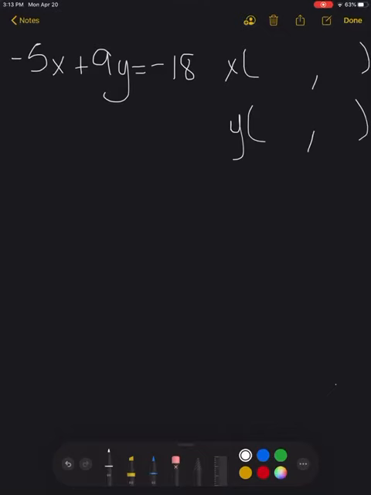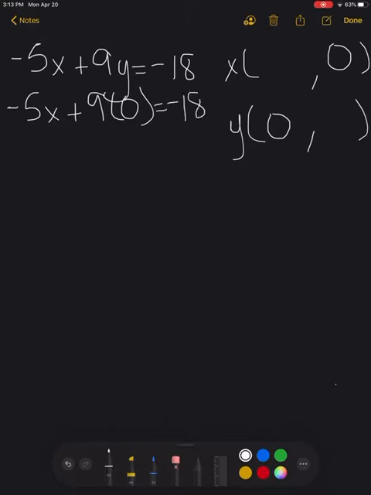Okay, so given the equation that we have in front of us, we're going to find the x and y-intercept, knowing that the x-intercept is going to be wherever my y value is 0, and the y-intercept is going to be wherever my x value is 0. So negative 5x plus 9y, and we know that y is going to end up being 0. It's going to equal negative 18. We're doing this because we're going to solve for the x-intercept.